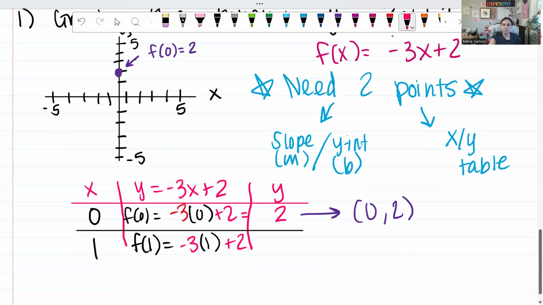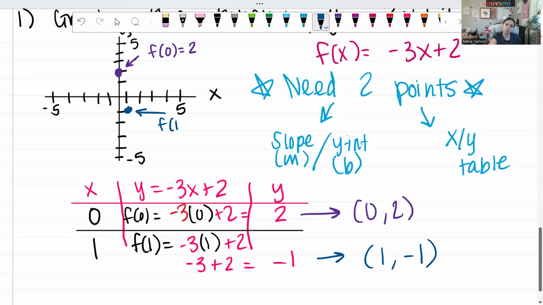And -3 times 1 is -3, plus 2 gives us -1. So this tells me the point (1, -1), when x is 1 and y is -1, is a point on our graph. So I'm going to go over to the right 1, representing when x is 1, and then I'm going to go down 1 unit for -1. And this point here really represents where f(1) is equal to -1.